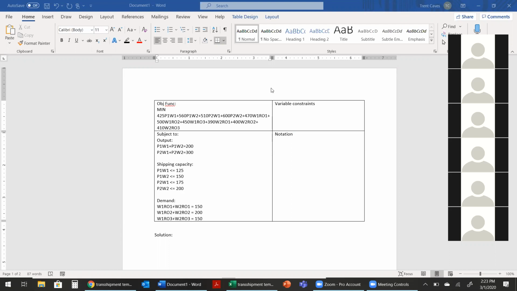So there are our constraints. We have capacity constraints for our output for each of our 2 plants, shipping capacity from plant to warehouse, and then demand at our retail outlets that's provided from each warehouse.